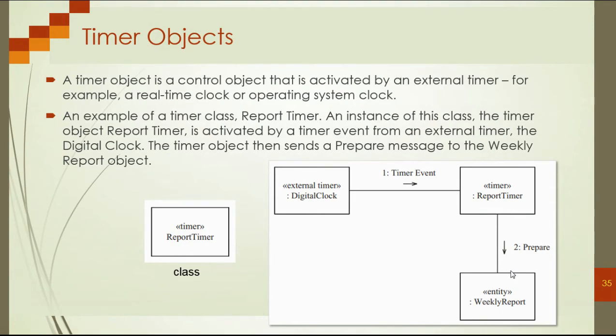For example, this system is preparing weekly reports. So every week you should print or prepare a report. Based on this timer, the report timer prepares or sends a signal to this unit to prepare the weekly reports. So the third object is the timer, which uses the timer from the system or even a real timer. Use it to control any operations.